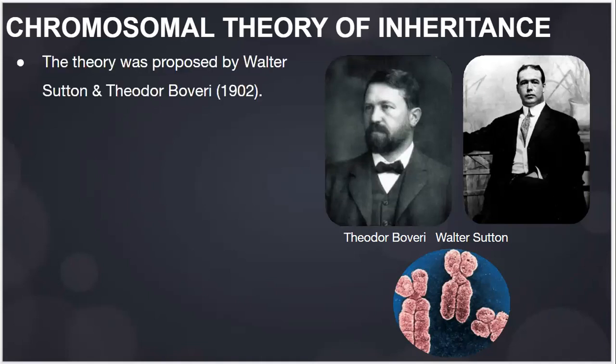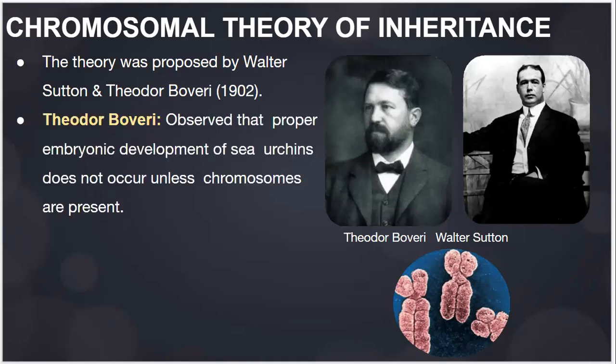So, this chromosomal theory was proposed by Walter Sutton and Theodore Boveri in 1902. Theodore Boveri observed that proper embryonic development of the sea urchin does not occur unless chromosomes are present. So from that, it was known that chromosomes are some of the basic entities required for the development of life.